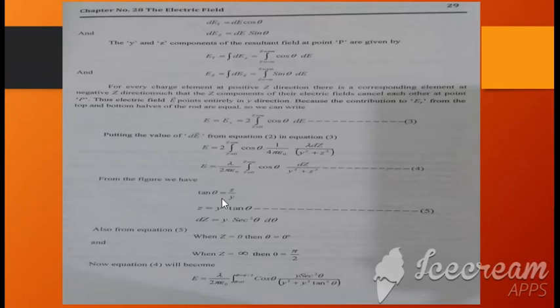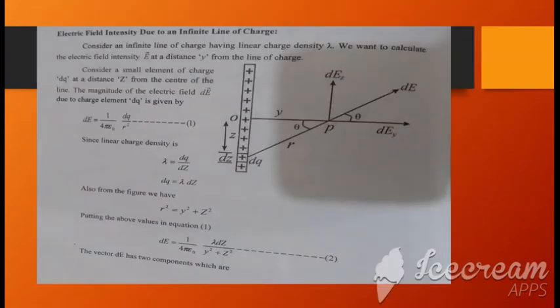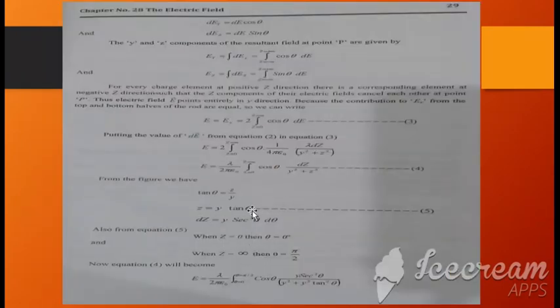From the figure we have tan theta is equal to z over y. Tan theta is perpendicular over base, so from figure we can illustrate it as tan theta is equal to z over y. Here y is base and z here is perpendicular. So z is equal to y tan theta, by differentiating it, then dz is equal to y secant square theta d theta. Also from equation 5 we have when z is equal to 0, then theta is equal to 0 degree, and when z is equal to infinity, then theta is equal to pi by 2.